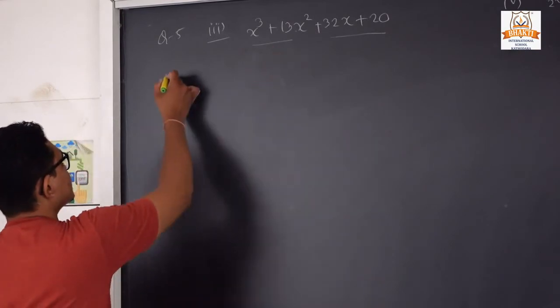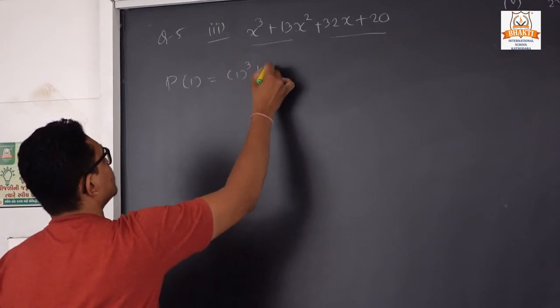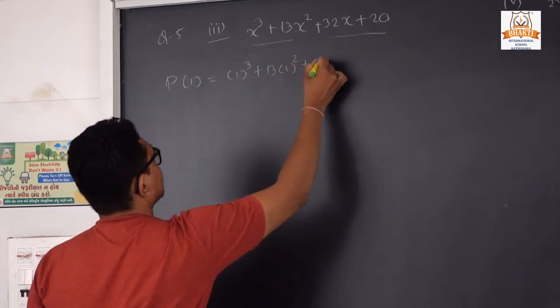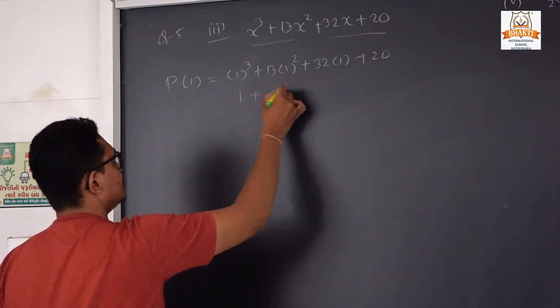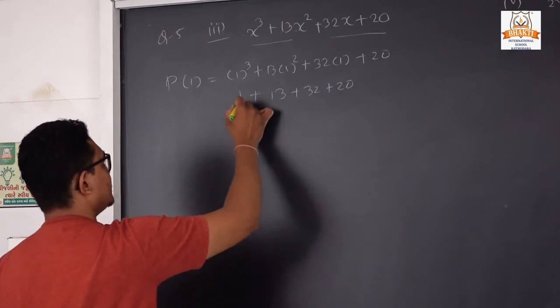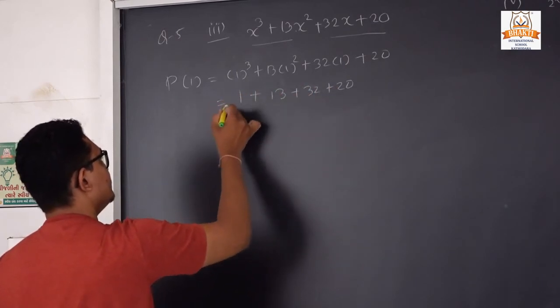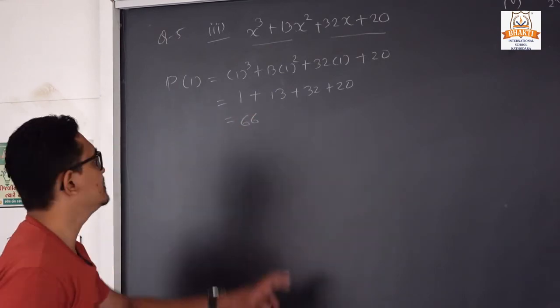Now we will start with 1. So 1 cube, 1 square, 1. So 1, 13, 32 plus 20. So 1 plus 13 is 14, plus 32 is 46, plus 20 is 66. So here we cannot get 0.